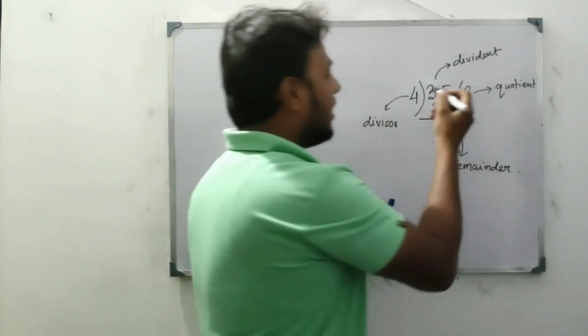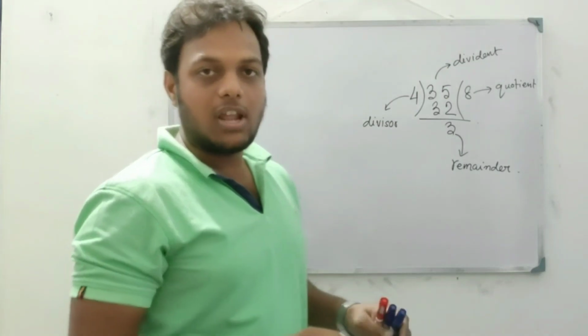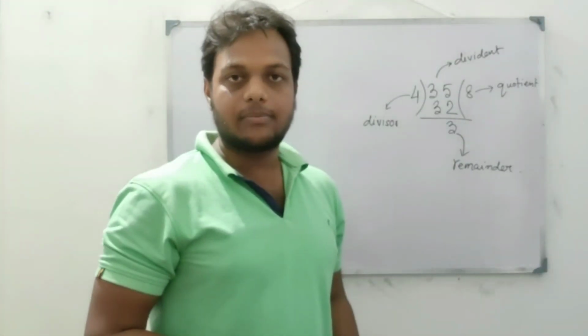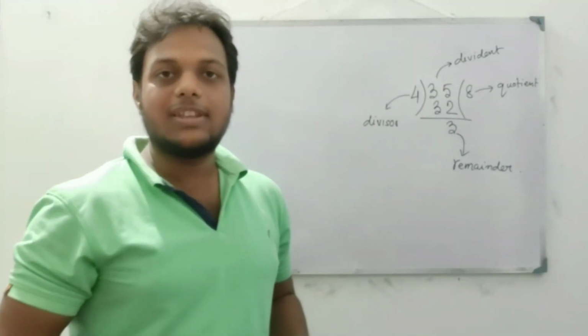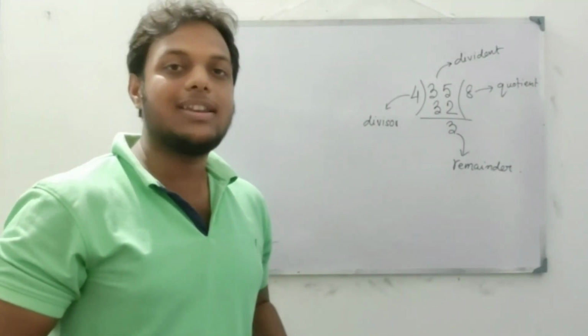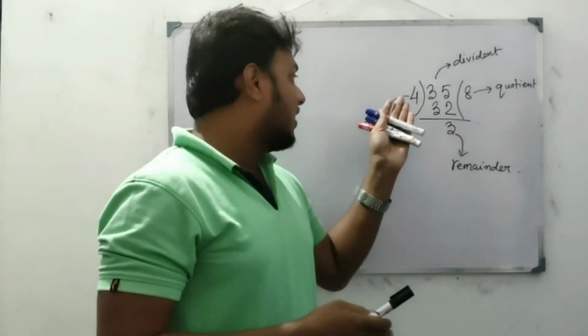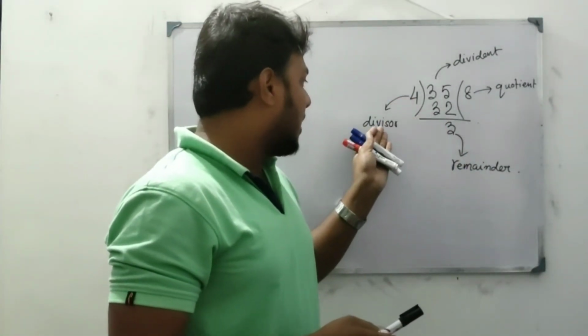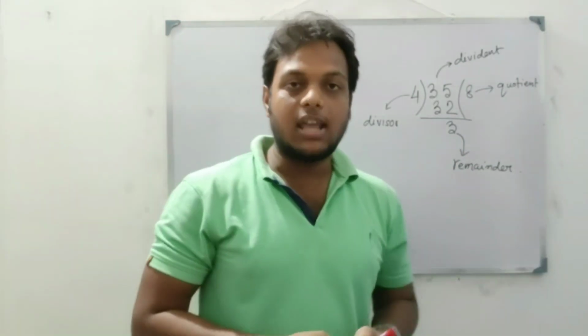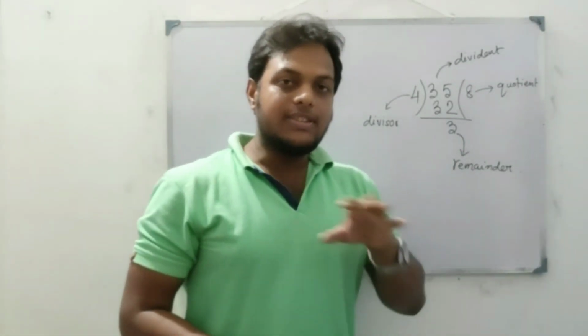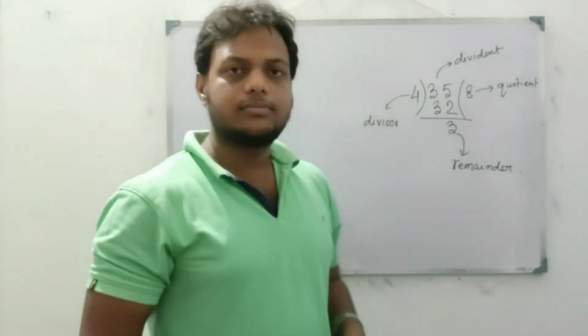So in a division process there are 4 things: divisor, dividend, quotient and remainder. Now the question arises, what is the division algorithm? Actually, the division algorithm means the relation among these 4: divisor, dividend, quotient and remainder. So is there any relation among these 4?